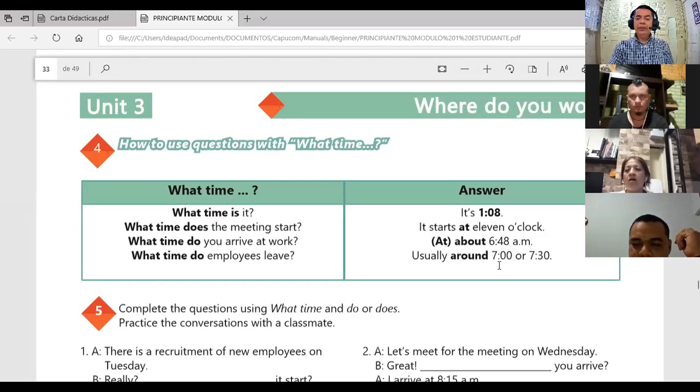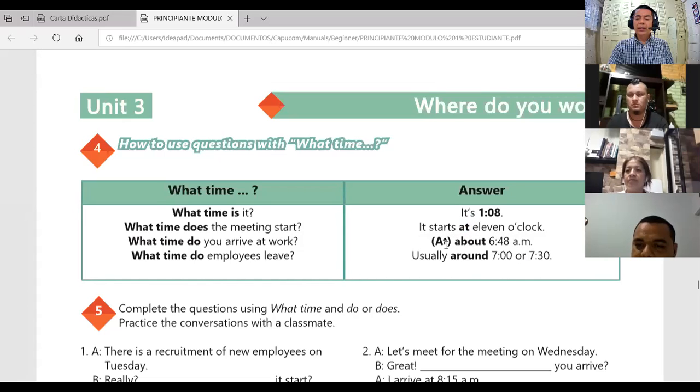Usually around 7 or 7:30. So this is time 1:08 at, you use the preposition at with the time, right? And about is like más o menos, las 6:48, around, alrededor de las 7 o las 7 y media, right?